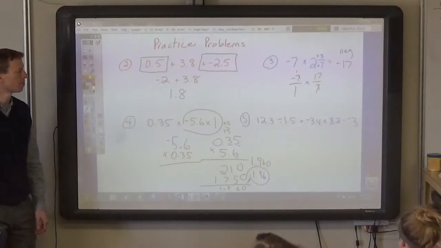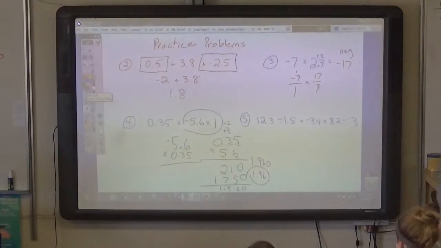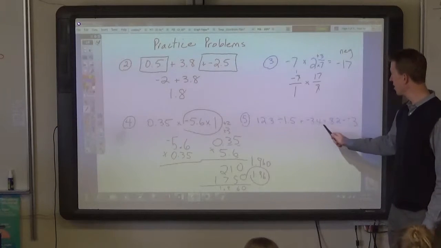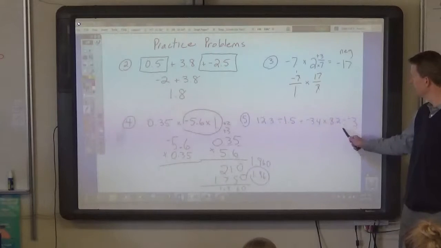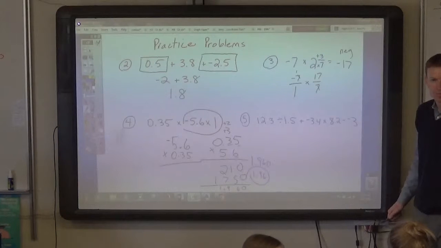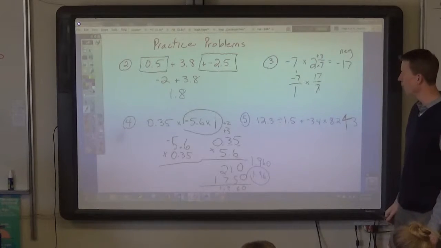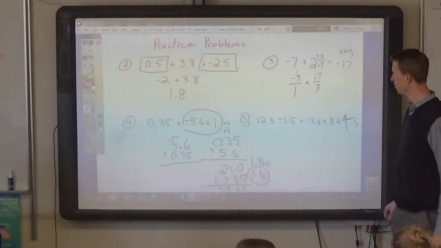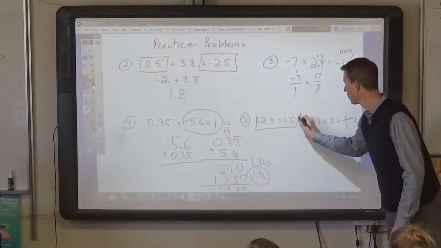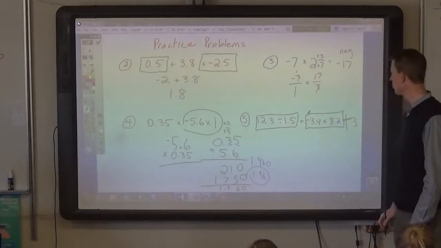Okay? And then the last one, number 5. What do we have in this one? We've got division, addition, multiplication. What do we do here? Brett? The 2 negatives equal a positive. Very good. What do we have to do first? Right, multiply or divide from left to right. So we've got these 2 that we have to do first.